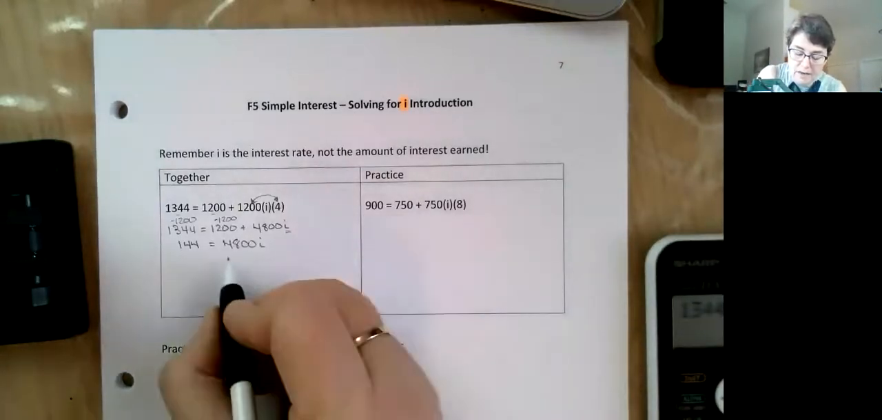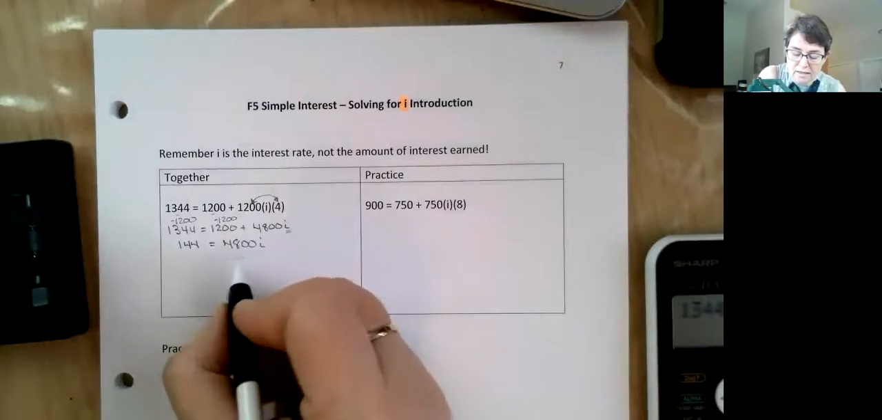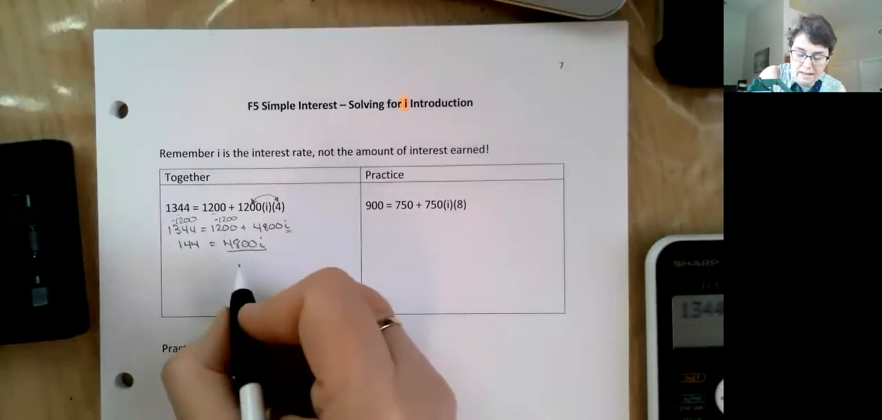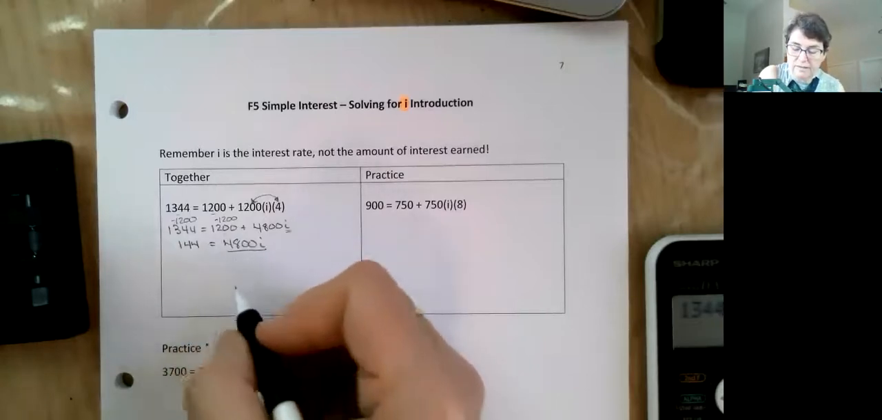All right, now we want to get the I all by itself, so we need to get rid of this. And because they're side by side, we're going to divide.